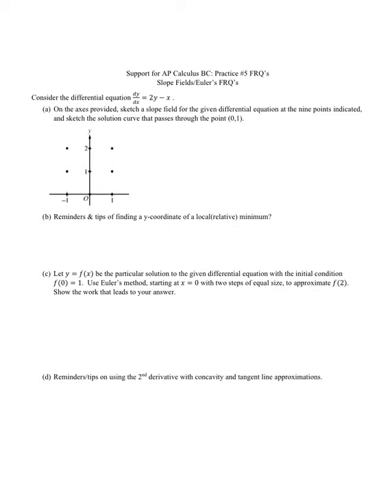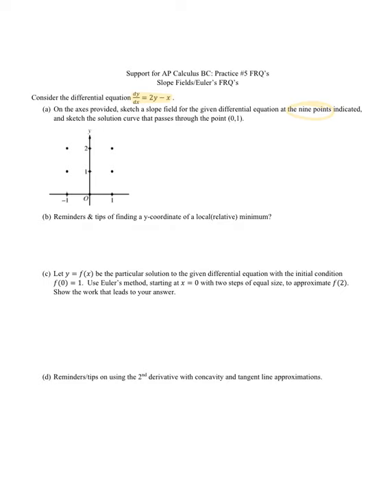Okay, so let's go ahead and take a look at what we have. They're giving us the differential equation dy over dx is equal to 2y minus x. So that is our slope. That's an equation we would not be able to solve by hand because we would not be able to separate those variables. And so they are asking us to sketch the slope field for the 9 points indicated. So we'll do that first, and then we'll do the second part to part A in a bit.